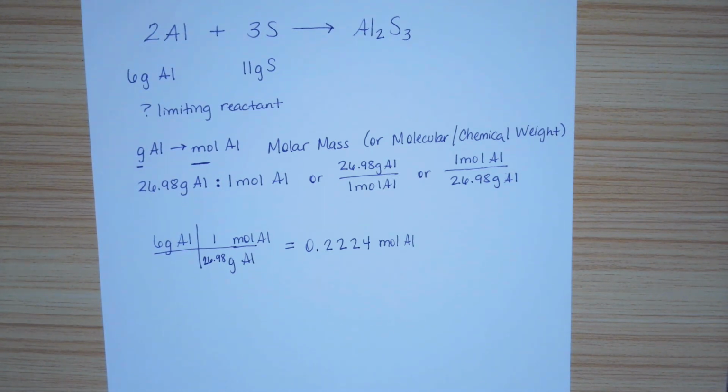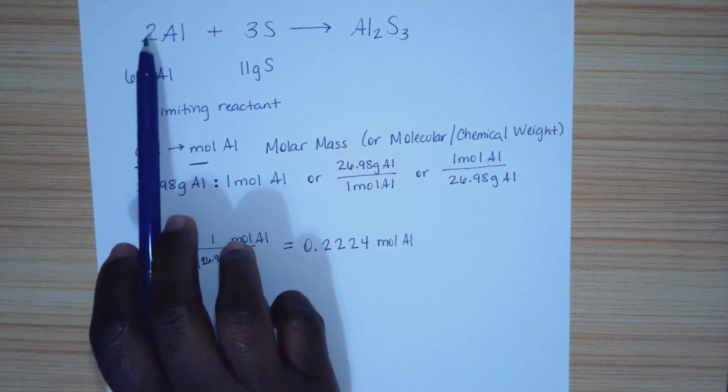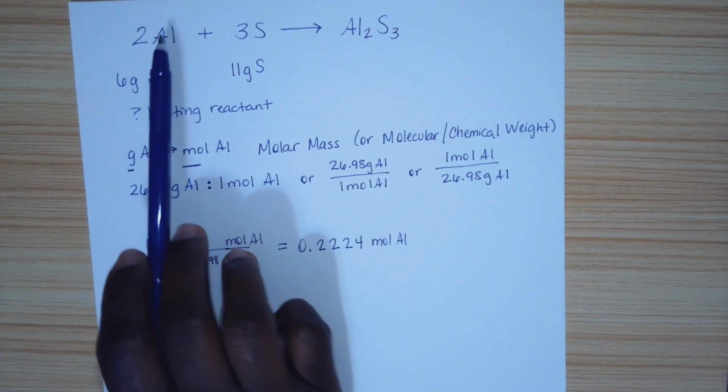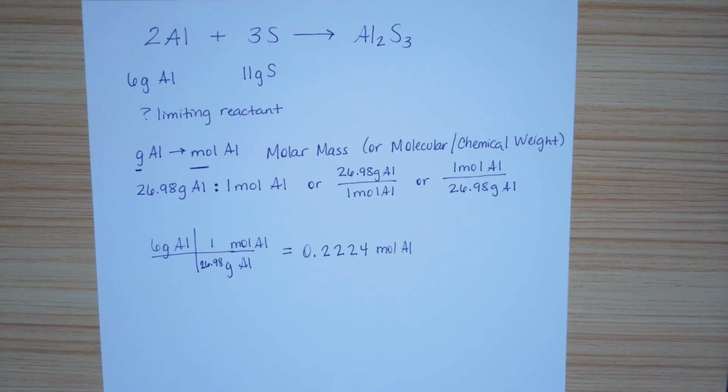In order to relate the amount of aluminum to the amount of aluminum sulfide, we have to use that balanced chemical equation to do the mole to mole ratio. Because what this reaction tells us is that for every 2 aluminum, we can form 1 of the product. And so since we know how many moles of aluminum we have, we can then figure out how many moles of the product are present.